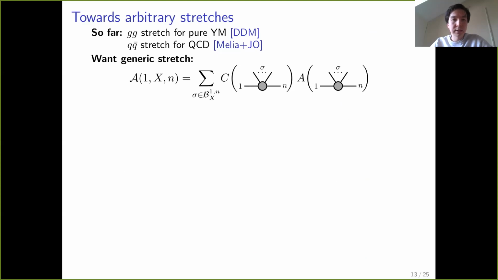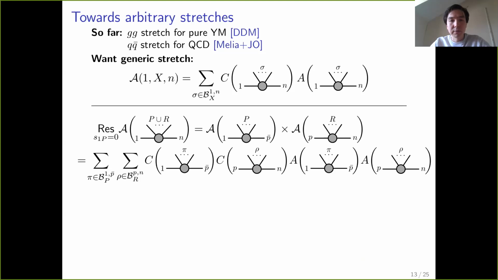So now that we know already 2 cases, one of them is the DDM pure gluonic gluon stretch. The other one is the quark-antiquark stretch in general QCD, where by quarks I always mean any other matter particle. So I want really a generic stretch as I advertised, and to get it, let's consider again factorization channels.